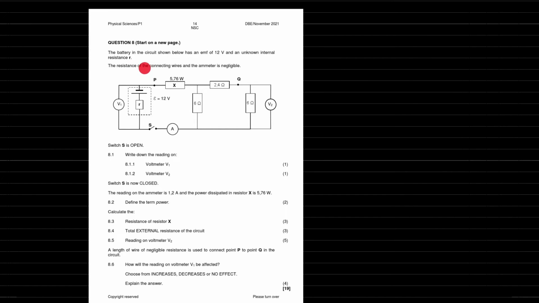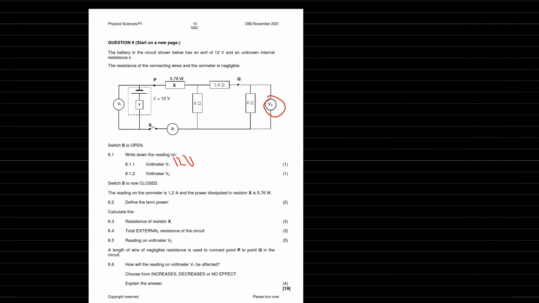The resistance of the connecting wires and the ammeter is negligible. So we've got switch S open. Write down the reading on voltmeters V1 and V2. On V1, if there's no current flowing, it's going to give you the EMF, because if there's no current, there can be no loss due to internal resistance. So that's going to simply be 12 volts.